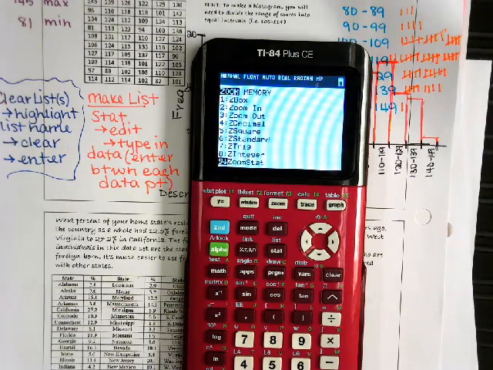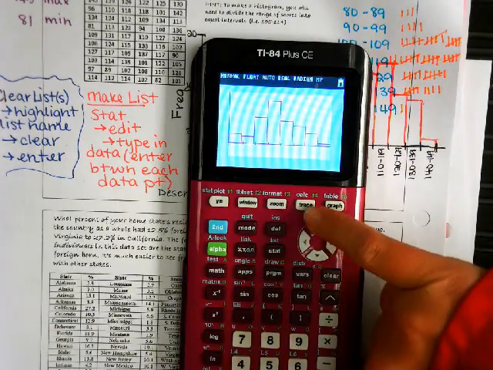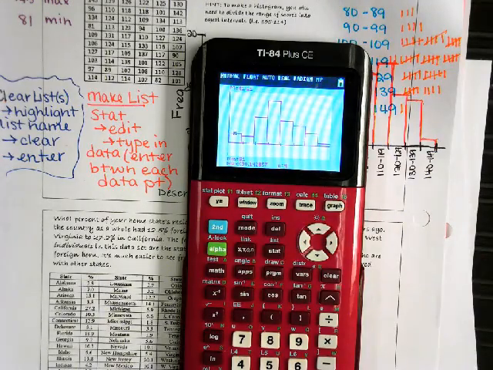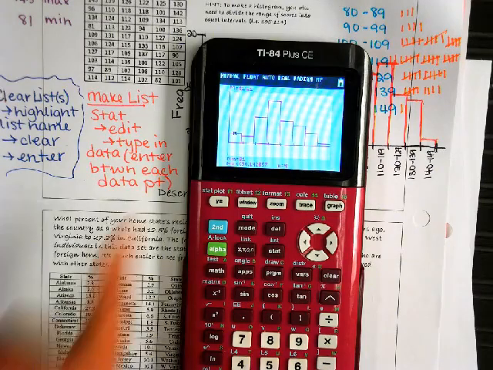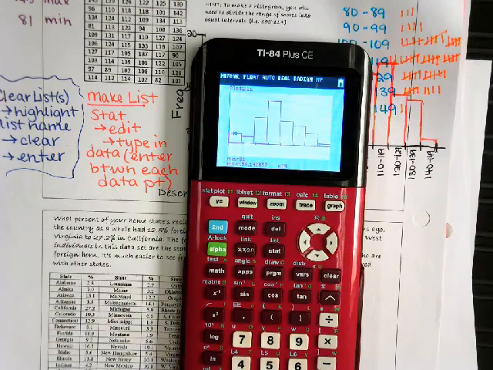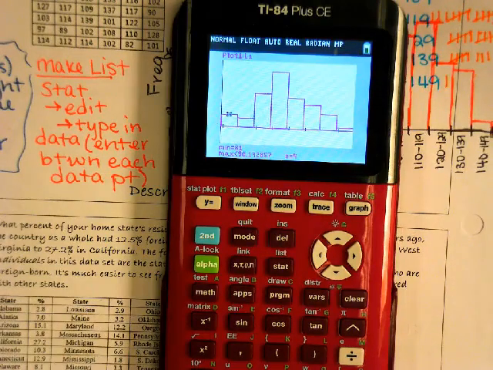Now, some other cool things about this, if you hit trace up here, it'll tell you what the range is for each bar. So this bar goes from 81 to pretty much 90. It says less than 90.1. And it tells you there are 4 pieces of data in that bar. If I hit the right arrow, it'll tell me that goes pretty much 90 to 99, and there are 3 pieces of data in there.